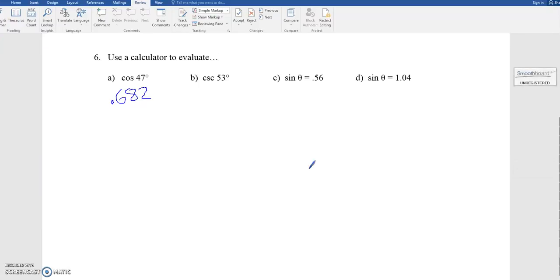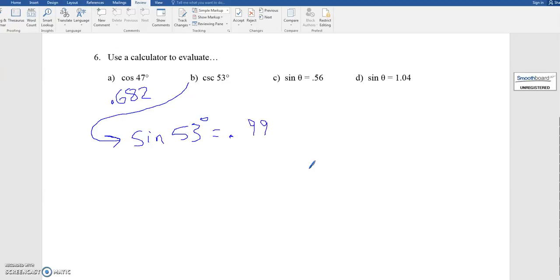Now part B, it's a little bit more challenging. Cosecant of 53 degrees. There is no cosecant button on our calculator, but what I can do, and again, I should point out, this is going a little bit beyond what our textbook is asking us to do. I just think it's good for us to be thinking about it already, so let me show some of that work right here. For cosecant of 53 degrees, I can easily figure out what sine of 53 degrees is. Sine of 53 degrees is approximately 0.799. I'm rounding there.